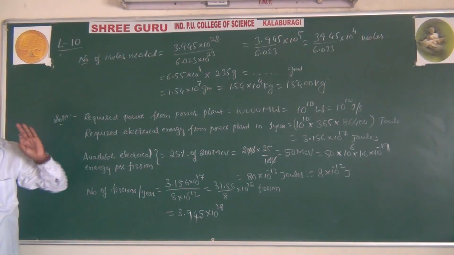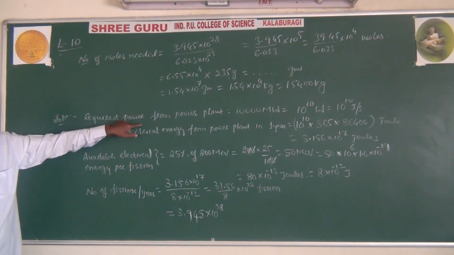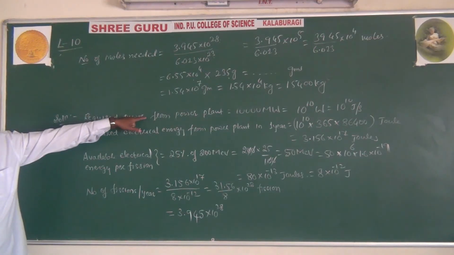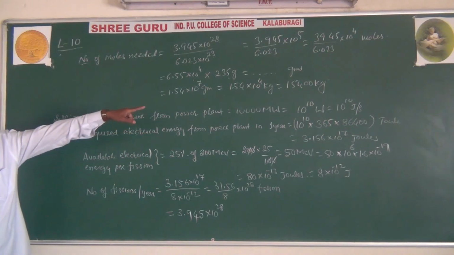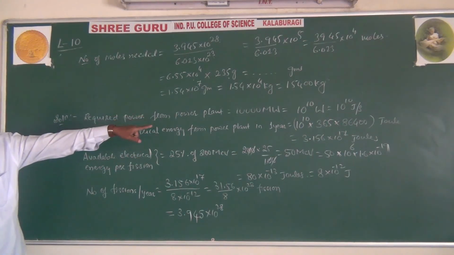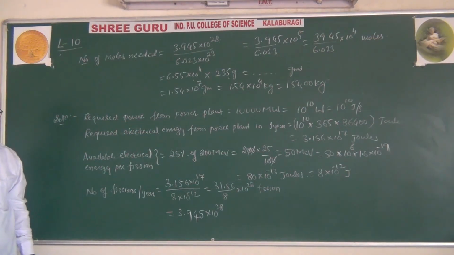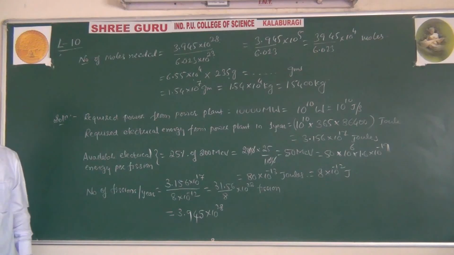200 mega electron volt. So what to do? First, the amount of energy required from the power plant is 10,000 watt. That is 10,000 watt is joules per second. In 1 second that much of energy will be required. In 1 year how much it will be required, that should be multiplied with the number of seconds in 1 year. So finally we will get the total amount of electrical energy required from the power plant in 1 year, which is 3.156 into 10 raised to 17 joules.